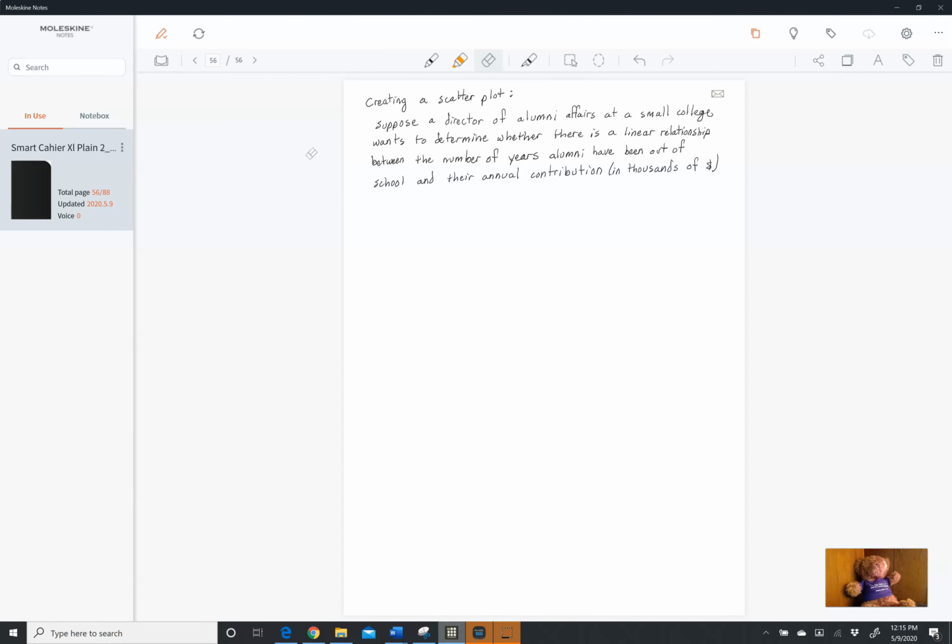Think about it this way. If he's looking at who to reach out to, he's not looking at their annual contribution. He's looking at the number of years that they've been out of school, right? And if he were to look at this data and see, yes, there was a relationship, he's going to go through all of the records of the students and say, how long have they been out of school? Not what was their annual contribution, because that's not what's going to tell us who to reach out to. Okay? The annual contribution is dependent on the number of years out of school.